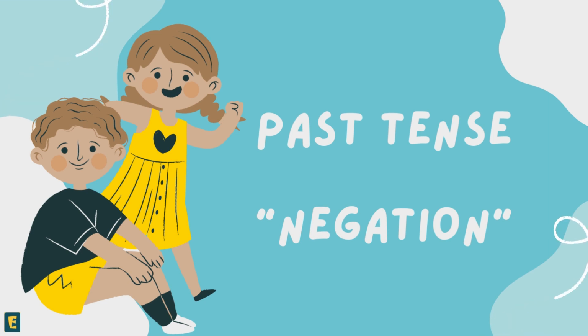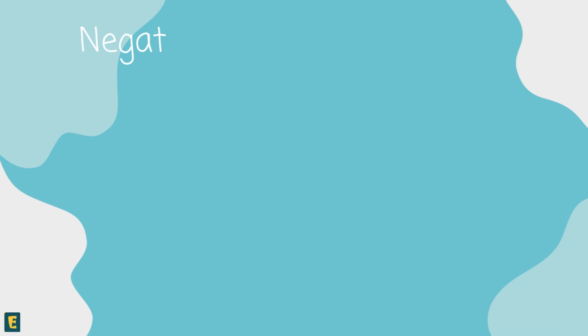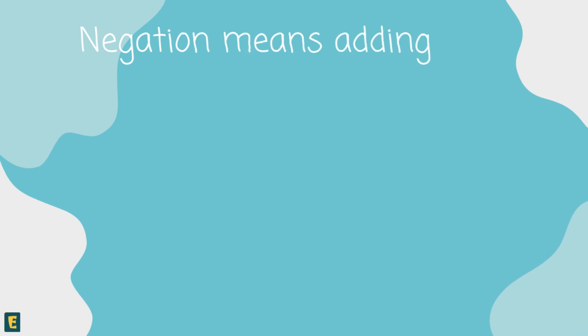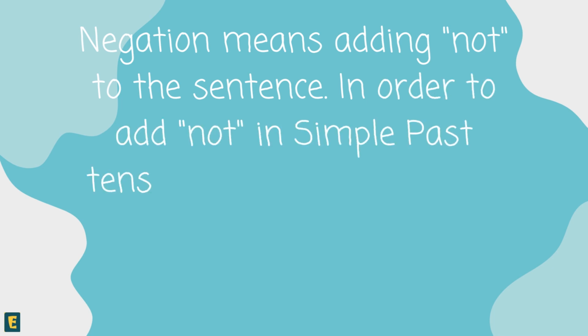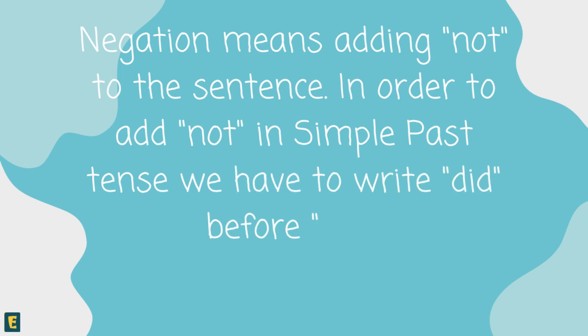كيف ننفي الجملة بالزمن الماضي. Negation means adding not to the sentence. لازم نستخدم أداة النفي not. ولنقدر نستخدم أداة النفي لازم يكون عندنا helping verb. In the simple past case we have to use did.